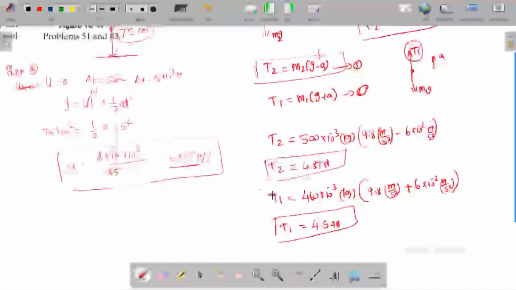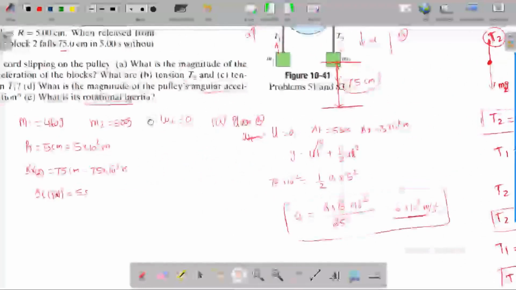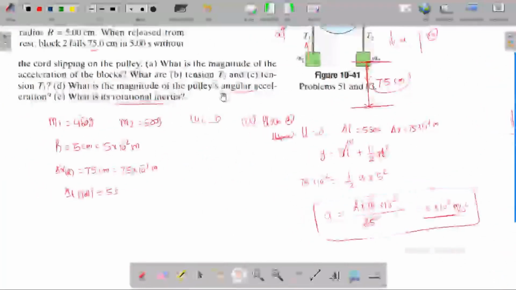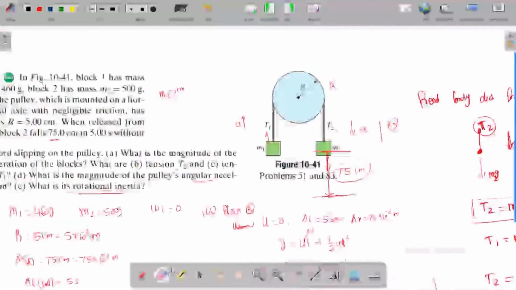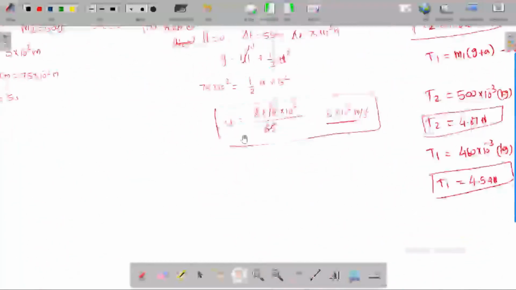Easy. So what do we need to find next, given tension 1 and tension 2? What is the magnitude of the pulley's angular acceleration? What is the acceleration here? Okay, acceleration. Here is the drawing. At each and every location on the edge of the pulley, we have a tangential acceleration. We have a formula. Tangential acceleration is equal to alpha R.